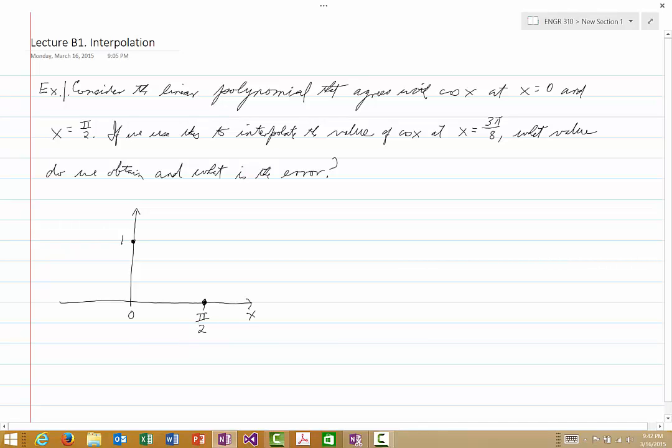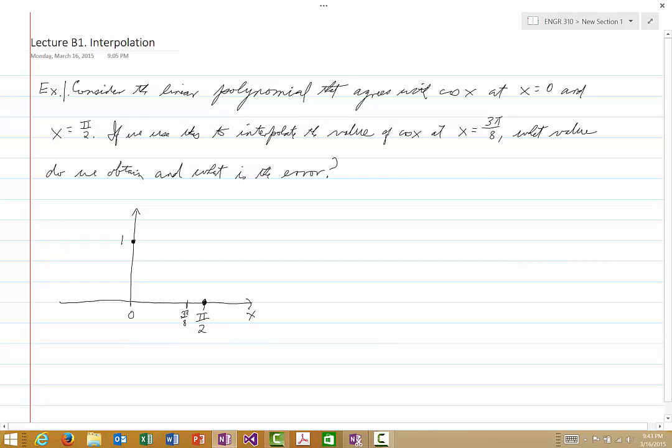So we have only two values, and we're going to try to estimate the value of our own unknown function, which happens to be the cosine function. But we don't know that. Keep in mind, at this point, we don't know that it's cosine that we're looking at. We just know these 2 points, and we want to try to estimate the value of this function at x equals 3 pi over 8, which, of course, would be somewhere like this, 3 pi over 8.